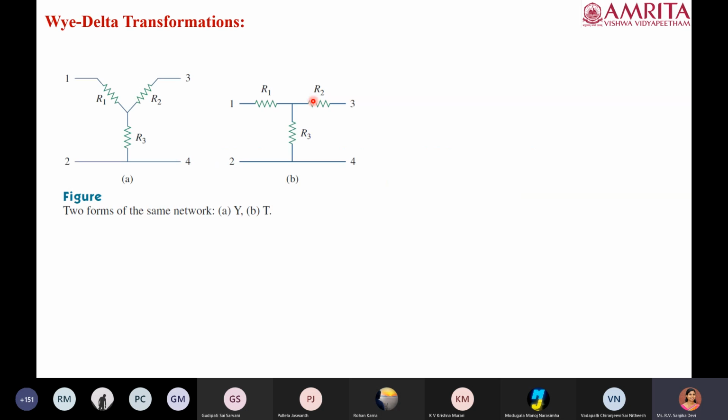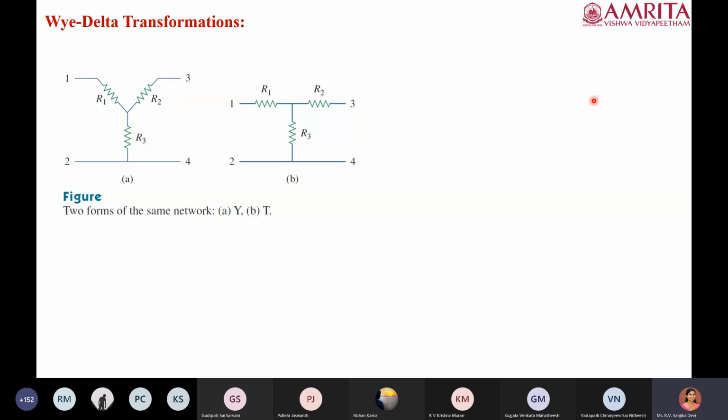And so today we will start with the next topic, which will be Y delta transformations. Normally in any circuit, we will have a combination of resistors connected in a certain configuration. Either it can be plainly series, or a plain parallel connection, or sometimes a combination of series and parallel. In some cases we can easily simplify these series and parallel connections.